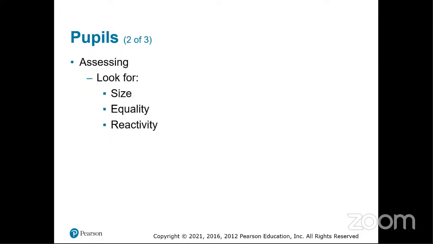So we're going to look for size. We want to make sure they're equal, so that the size of the left is the same as the right. And then reactivity. So the pen light, we'll show you how to do this with the 2. We're going to just run the pen light in a straight line across their eyes and see if that pupil reacts that fast, just with the light going back and forth across it. The pupil should try and constrict.